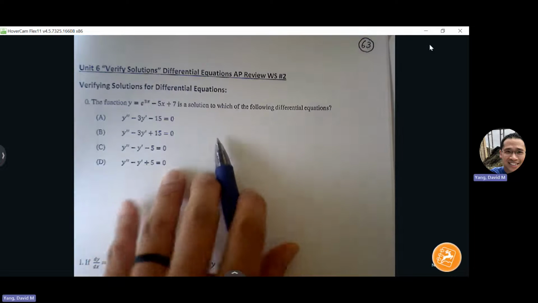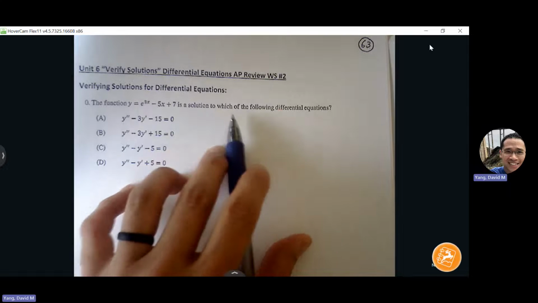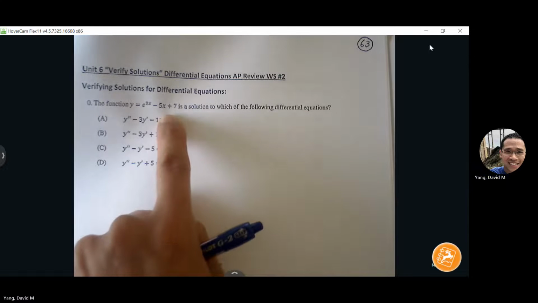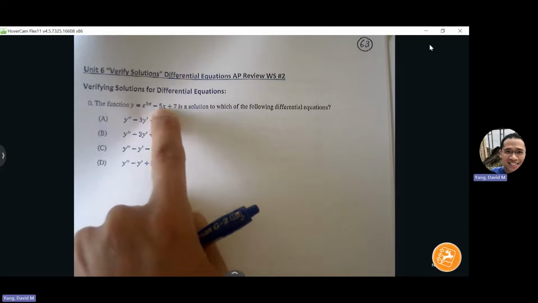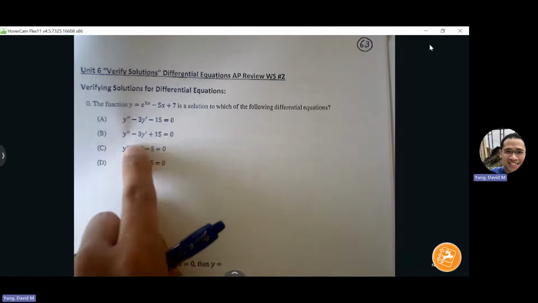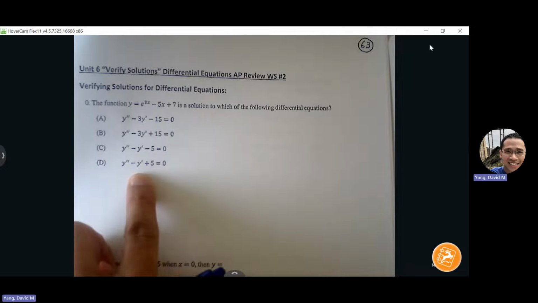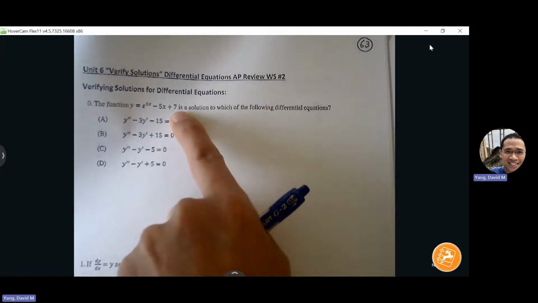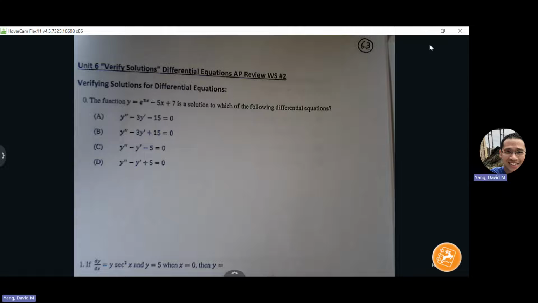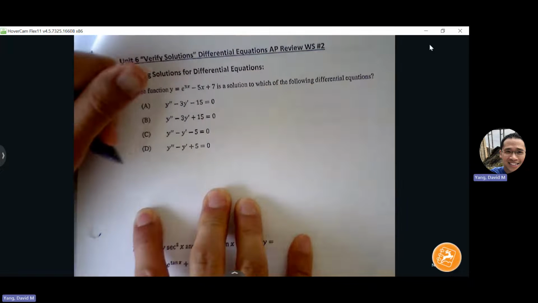Okay, so here's the question, page 63. It says the function y equals e to the 3x minus 5x plus 7 is a solution to which of the following differential equations? Ultimately, we're not going to find the derivative and match up one of these. I think the easier path is to find y prime and y double prime and see which one, if we insert it back into our answer choices A through D, will end up looking right. So let's find y prime and y double prime, so we can use those for A and B.